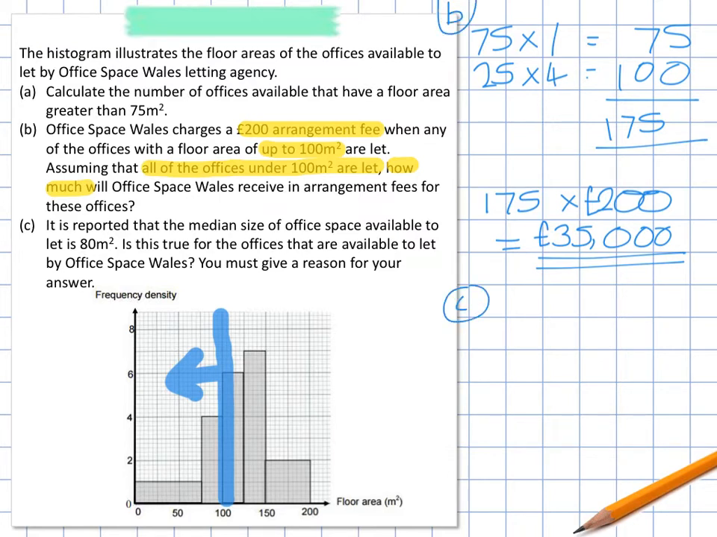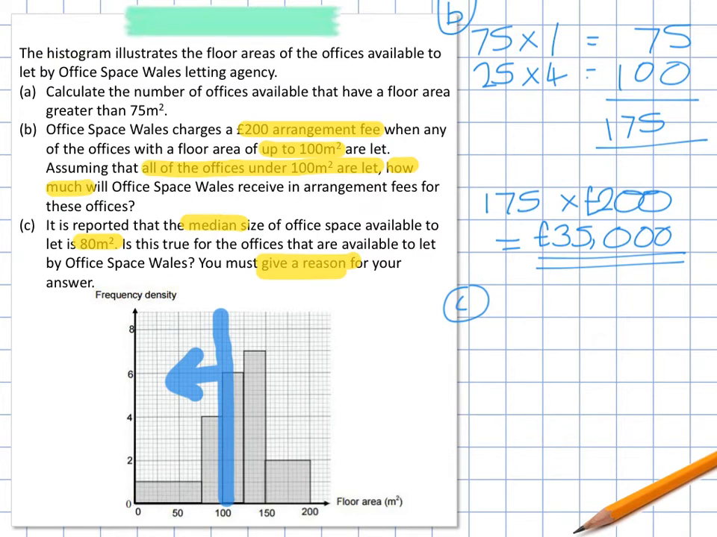In part C, we're asked to comment on the fact that it's reported that the median size, so median being the middle if we line them all up in numerical order, is 80 metres squared, and we've got to make a comment on that, whether we think it's reasonable, and we've got to justify our answer as well, because it says give a reason. So if we actually have a look here, we might want to know first of all how many there are in total, how many offices there are in total.